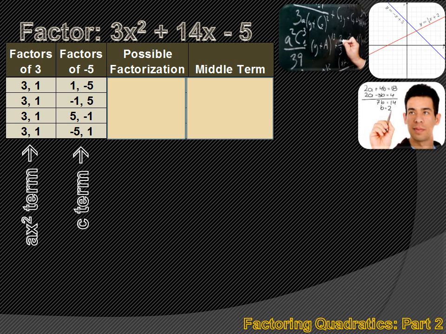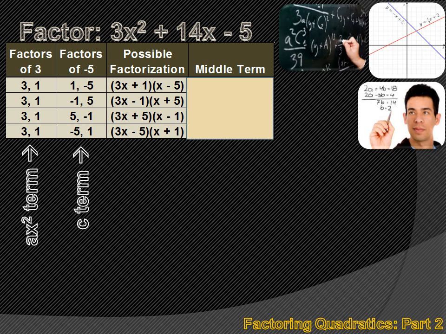Now let's work out the possible factorization. The 3 and 1 combined with the 1 and minus 5 is 3x plus 1 times x minus 5. The 3 and 1 and minus 1, 5 would be 3x minus 1 times x plus 5. The 3 and 1 and minus 5 is 3x plus 5 times x minus 1. And the last one is 3x minus 5 times x plus 1.